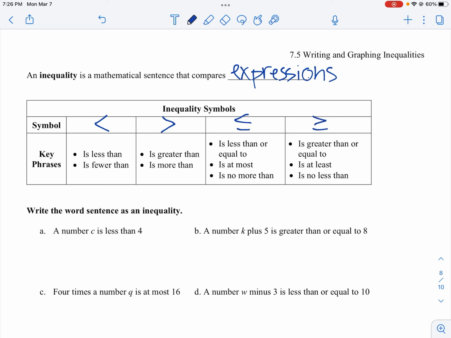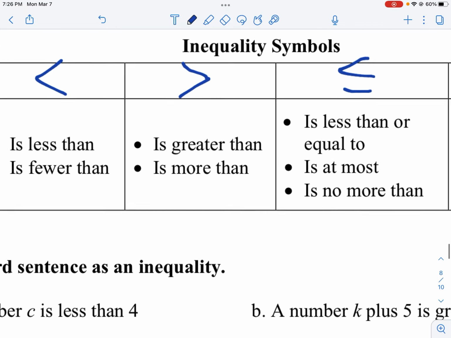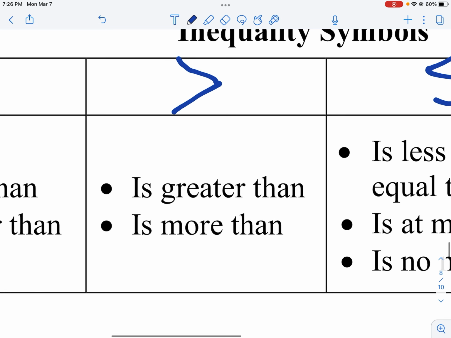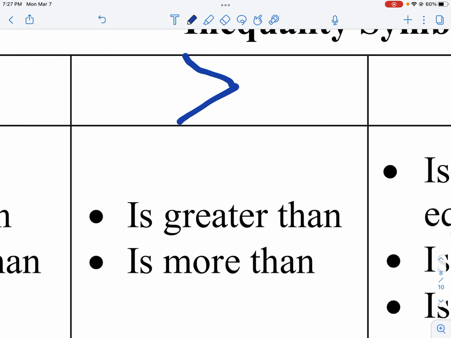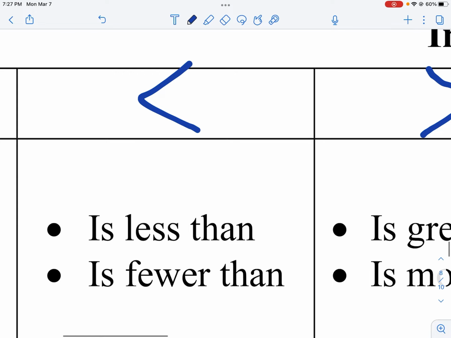So this first one is the less than symbol, then we have the greater than symbol, then the less than or equal to symbol, and then the greater than or equal to symbol. Remember, you were taught that the alligator mouth opens towards the bigger number. This is the greater than symbol, so it's open towards the bigger number. This one, the bigger number would be on the right, right here.